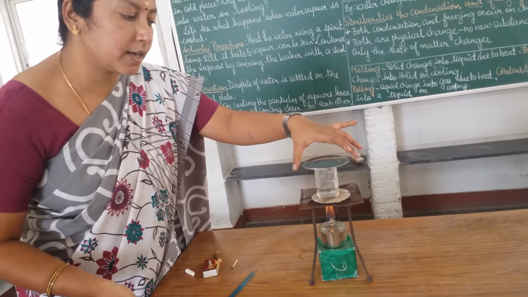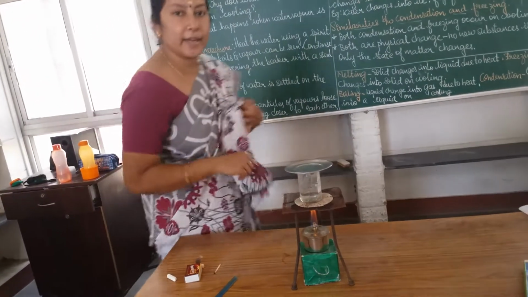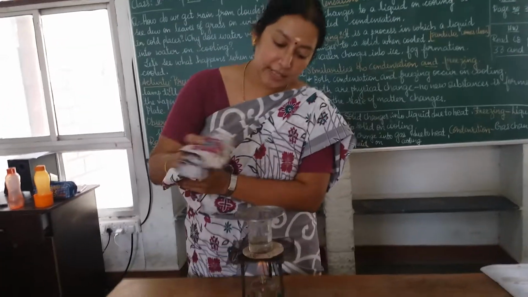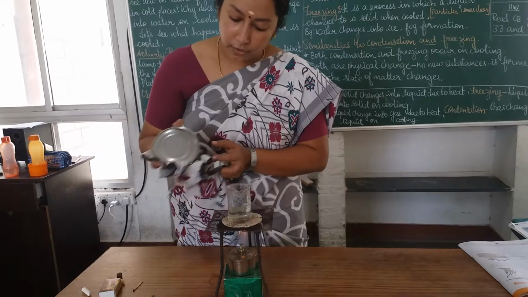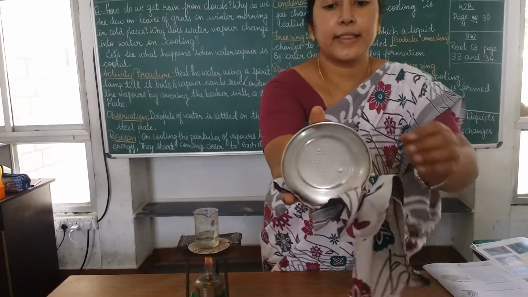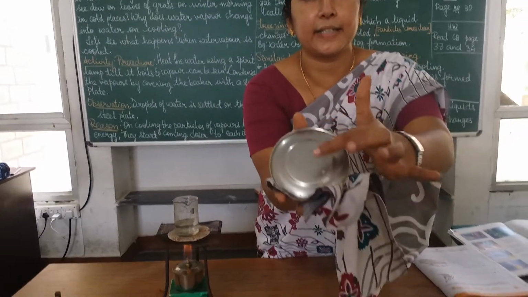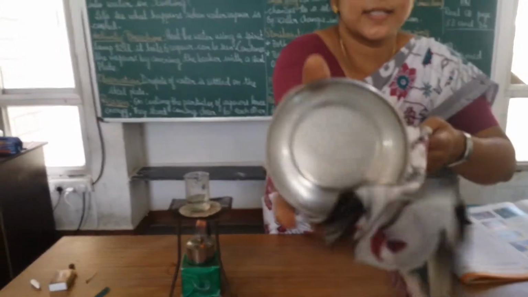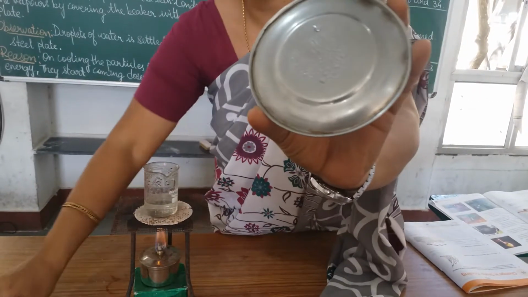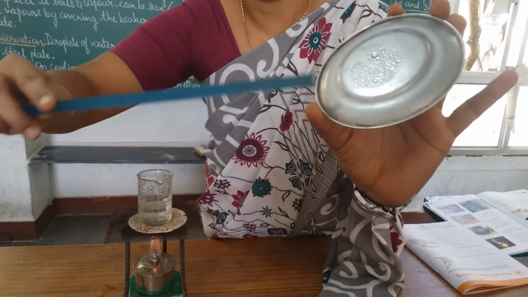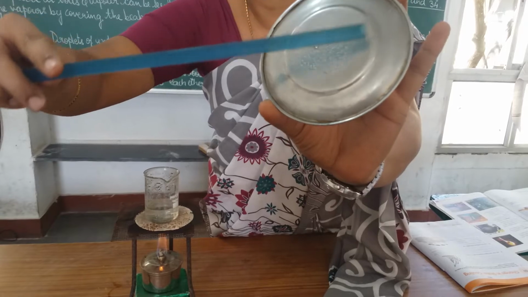Now, you just observe. The liquid is boiling. Look here, come closer. Look at this. What has happened on this plate now? Can you all see it closer? See what has happened in this experiment. What is your observation? So water droplets are collected on this plate.